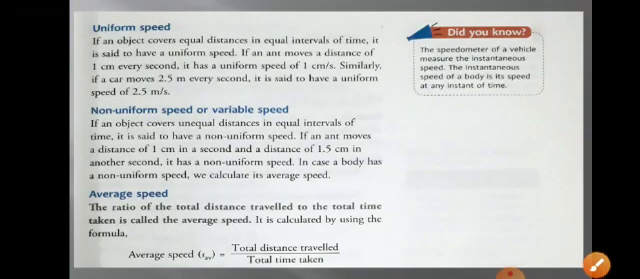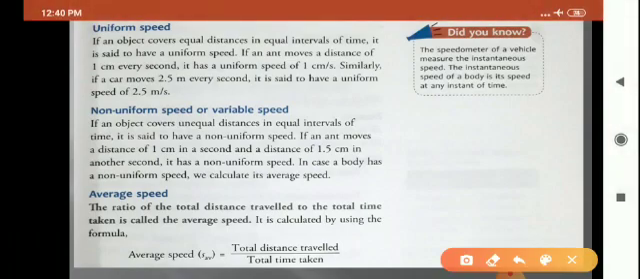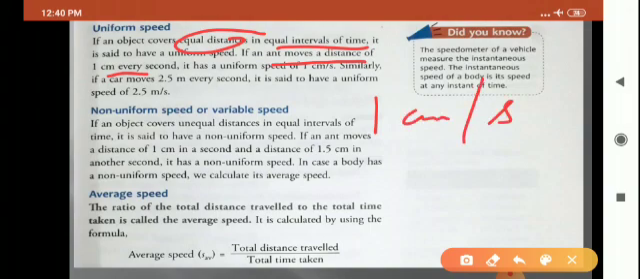Now uniform speed and non-uniform speed, the same way as I have already explained to you. Uniform speed: when an object covers equal distances in equal intervals of time, it is said to be a uniform speed. I will explain this with an example. If an ant moves a distance of 1 centimeter in every second, it has a uniform speed of 1 centimeter per second.